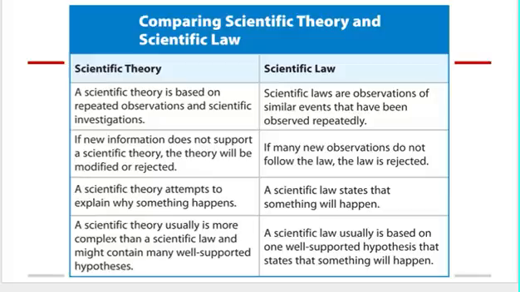So the example I keep going back to for a law is the law of gravity, right? That's an easy one. It says that gravity will always happen. We have many observations to prove that. And it's one well-supported hypothesis, that bodies have a pull of their own.